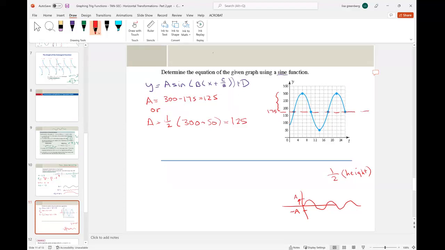So now let's start filling our function equation in. We have A equals 125 sine of, and then we're not going to do the inside. So will that help me with finding what my D equals?